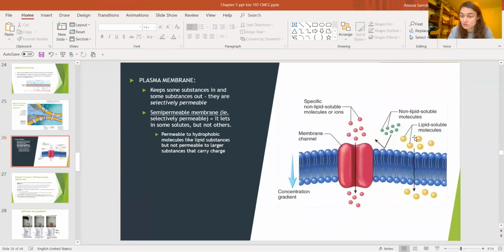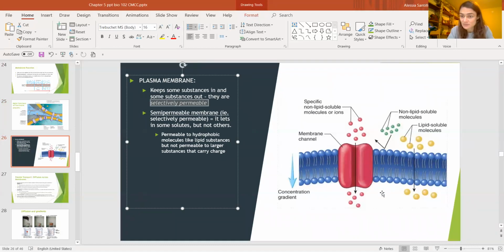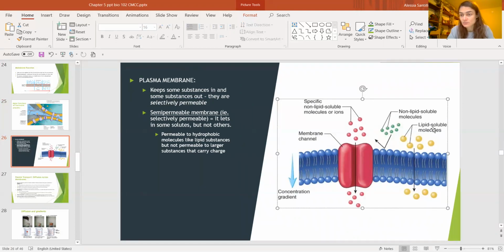So if we want to directly cross, so just this blue part right here, if we want to directly cross the plasma membrane, only certain substances can do so, because this is what it means to be selectively permeable. The plasma membrane, this blue part right here, the actual phospholipids, only allow certain things to go through. Those certain things are going to be lipid soluble molecules, or essentially hydrophobic molecules. Because if you remember, in this bilayer, we have this hydrophobic region. This is all fatty acids, right? This is a hydrophobic part.